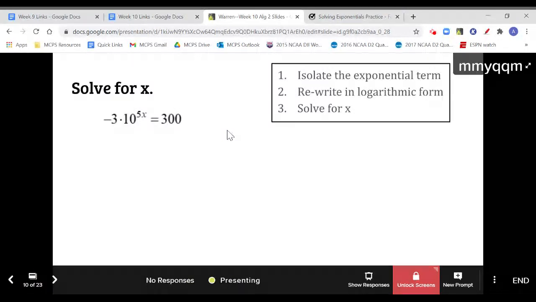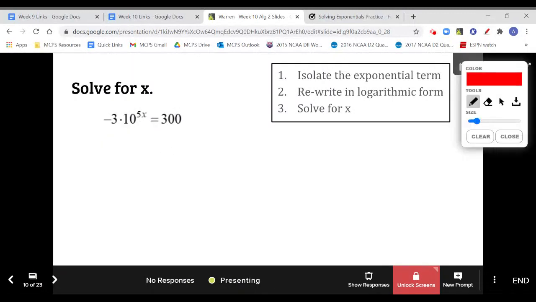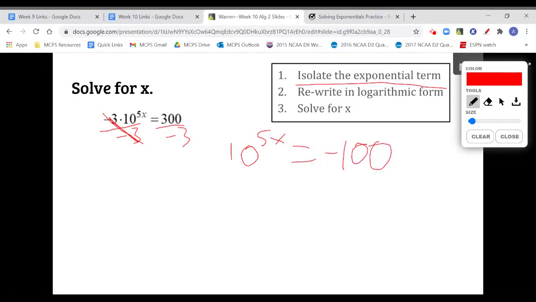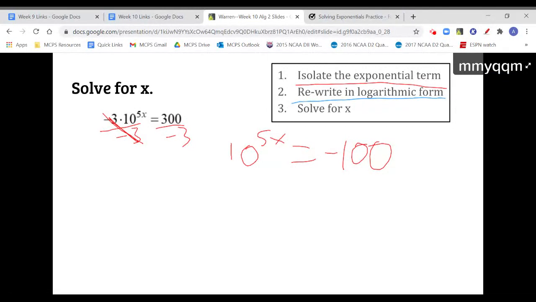We're going to skip ahead to this problem because it's something a little bit different and shows us one other important property of logarithms. So again, I'm going to start solving by isolating the exponential term. So I need to get rid of this -3. I'm going to go ahead and divide by -3. That leaves me with 10 to the 5x equals -100. Now that I've isolated, I'm going to go ahead and rewrite in logarithmic form. And by doing that, that becomes log base 10 of -100 is equal to 5x.